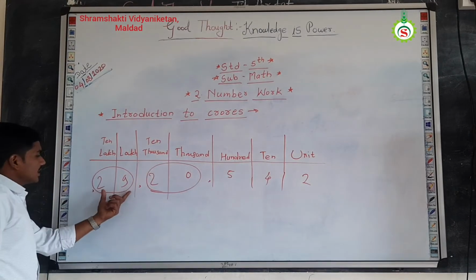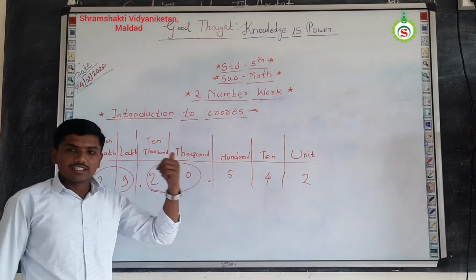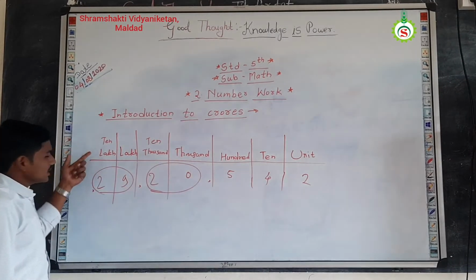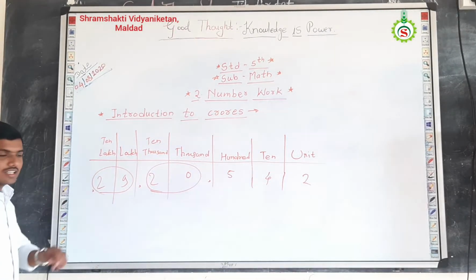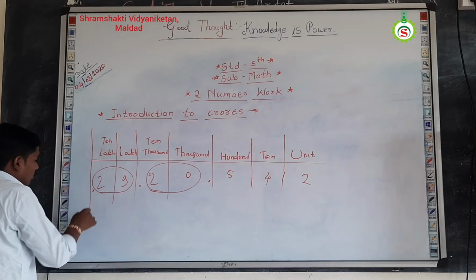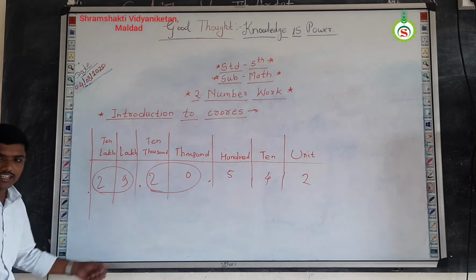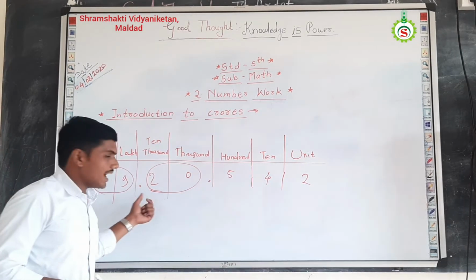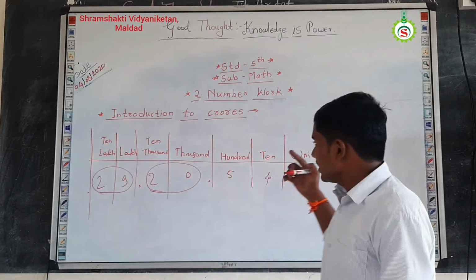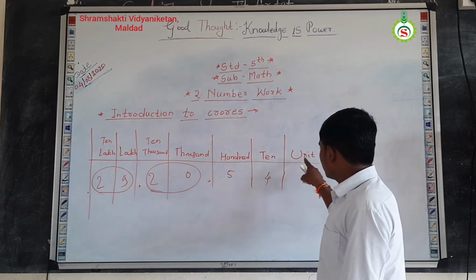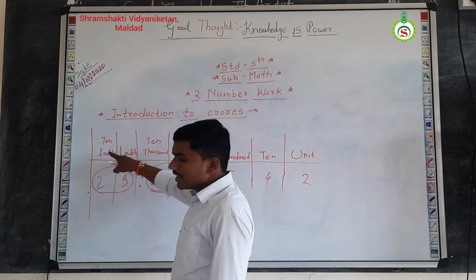Now, how many digits does that number have? 7 digits. That's why it is a 7-digit number. For a 7-digit number, the last digit is the ten lakh. So up to here we are able to read and write the given number. Up to 7 digits, the places are unit, tens, hundreds, thousands, ten thousands, lakh, ten lakh.